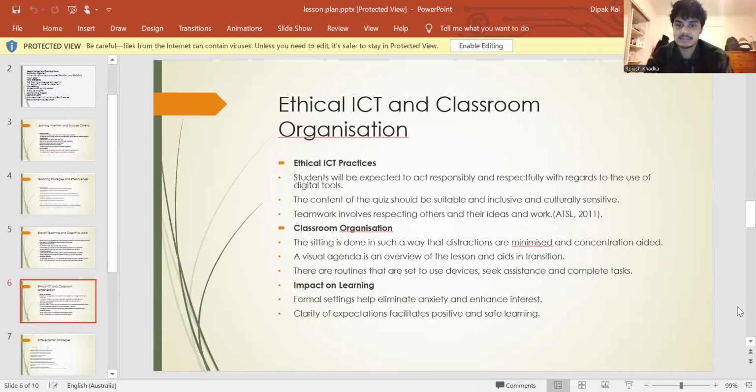Ethical ICT and classroom organization. Responsible and ethical ICT usage is encouraged in the lesson with well-defined expectations regarding correct behavior, respectful communication, and the safe usage of content. Classroom organization involves scheduled seating, regular routines, and visual schedules to aid in student engagement and well-being. These measures provide a well-organized and welcoming space, especially for neurodiverse students and EAL/D learners, as they decrease anxiety and enhance clarity.